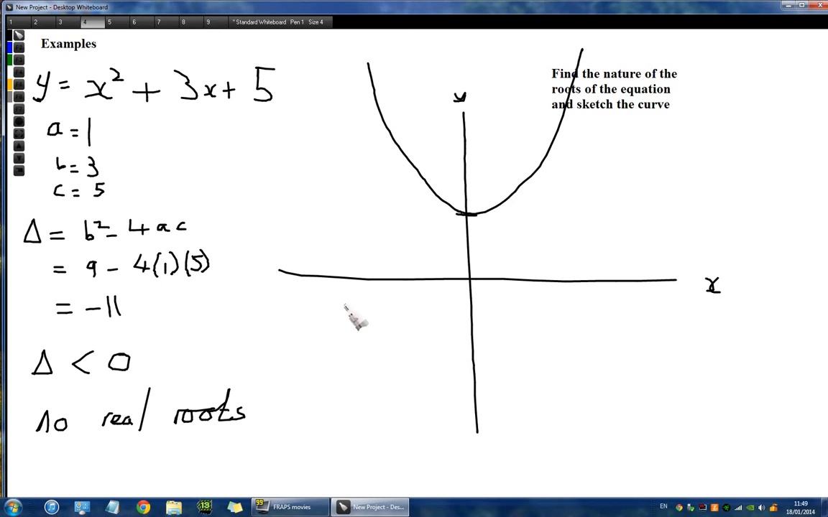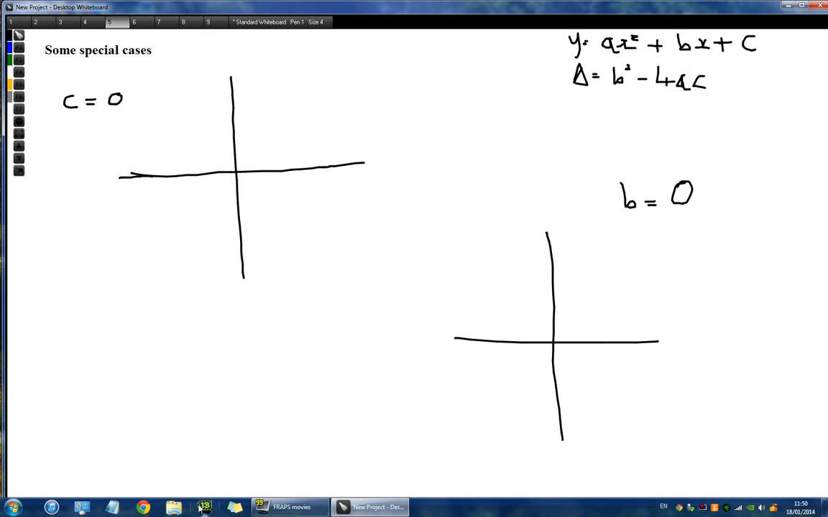So you can see the discriminant is very helpful when it comes to sketching. It's a quick way of letting us know how many roots we have and the nature of those roots. So let's look at a few specific cases. You don't really need to know this, but they're quite interesting.